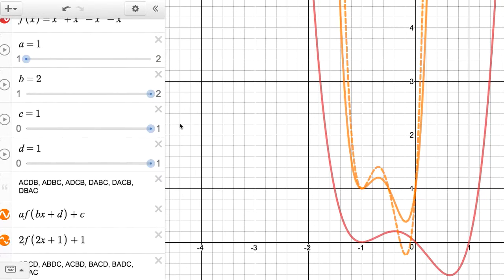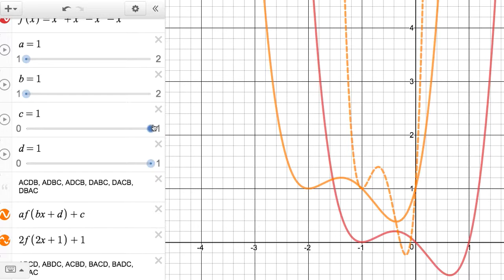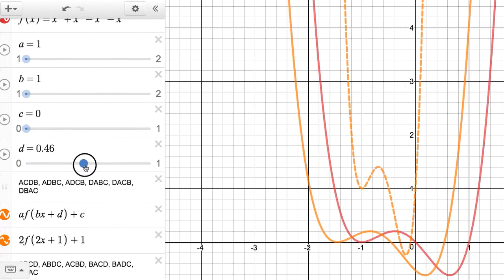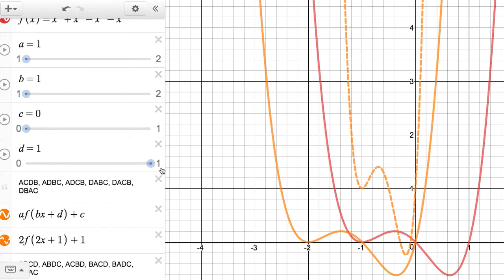And just so we can see that we can do even more, the next one I'm going to do is D, A, B, C. So first we're going to shift horizontally. Then A, we're going to stretch vertically.